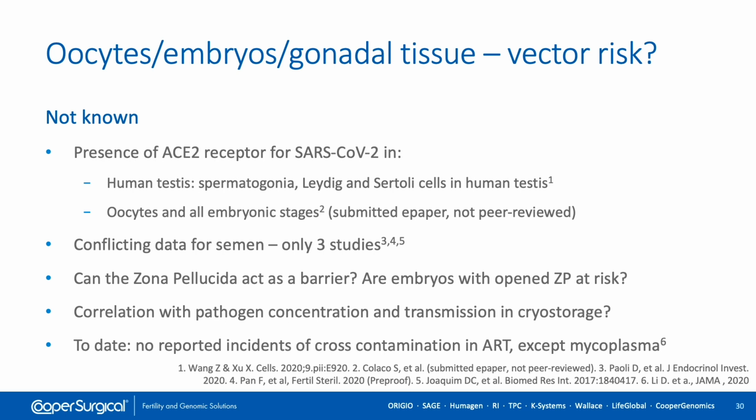As mentioned earlier, there's limited evidence regarding the presence of the ACE2 receptor within tissues of the reproductive tract and conflicting data concerning the presence of SARS-CoV-2 within semen. And besides, detection of viral proteins and/or nucleic acid doesn't necessarily mean that infectious virus particles are present. So we have to assume the possibility exists that these tissues could act as vectors for disease and that embryos with a breached zona pellucida may be at greater risk. However, apart from mycoplasma, there have been no reports of viral cross-contamination between oocytes and embryos during cryopreservation.